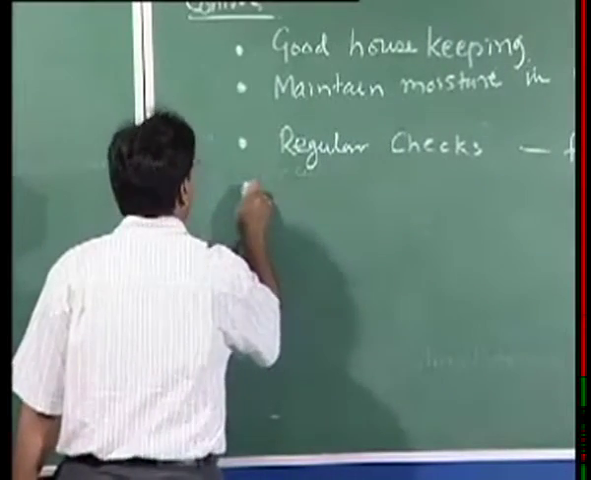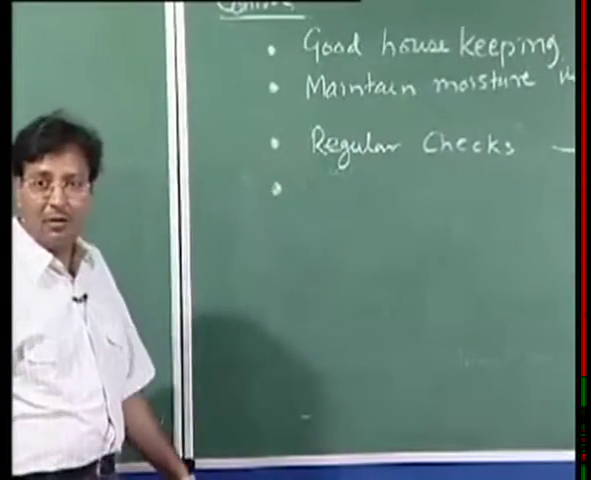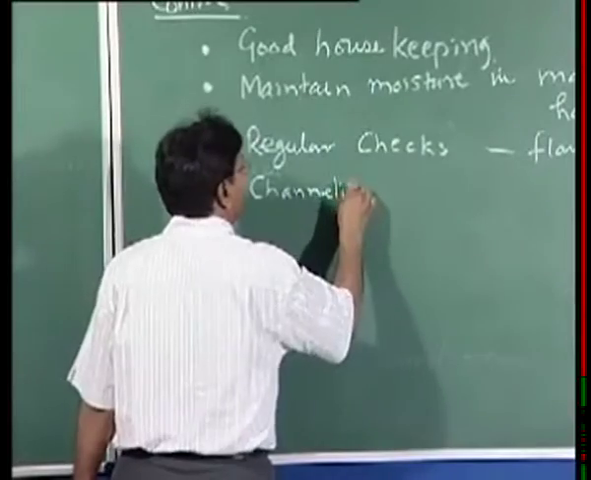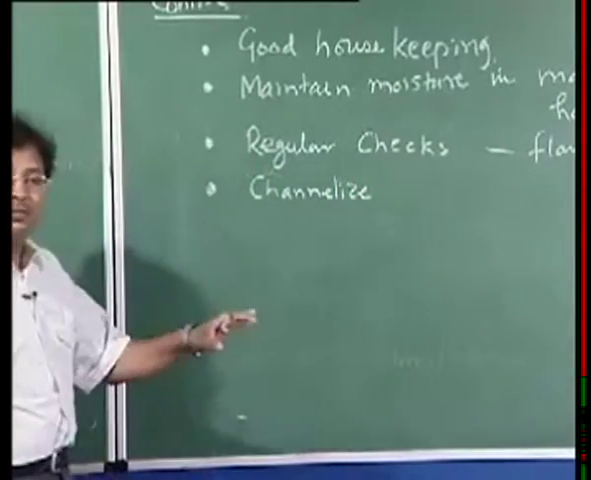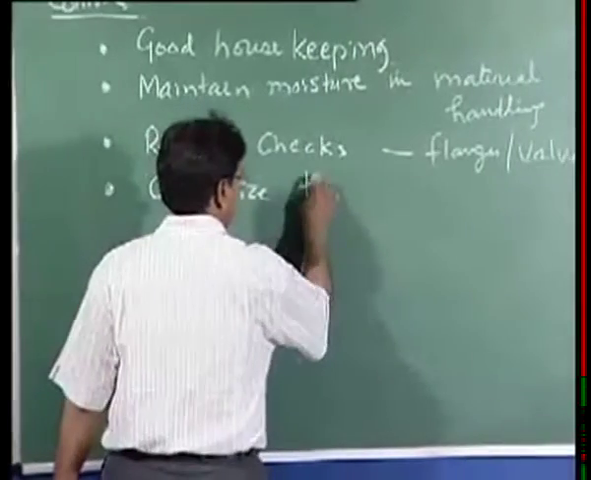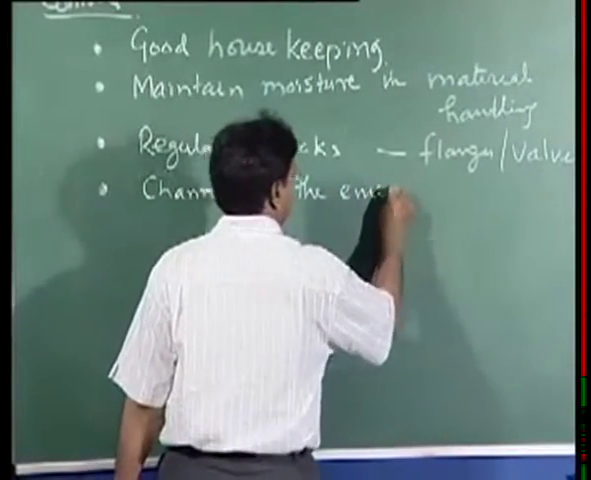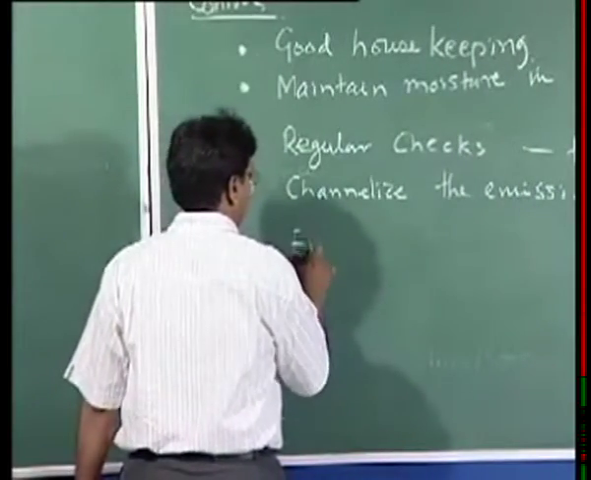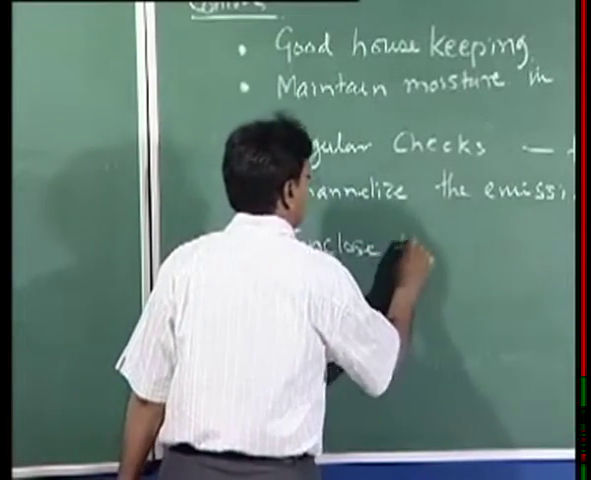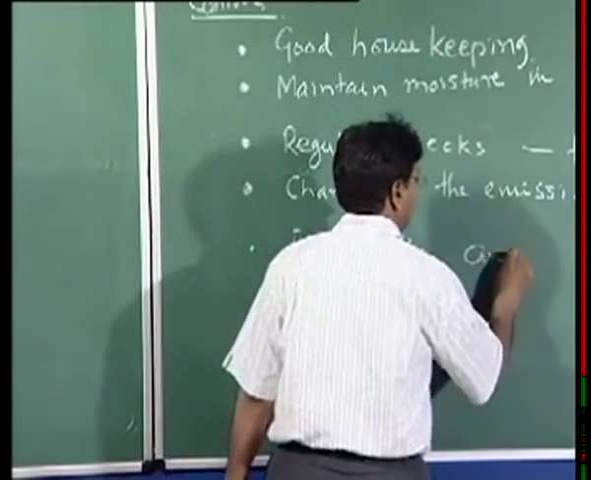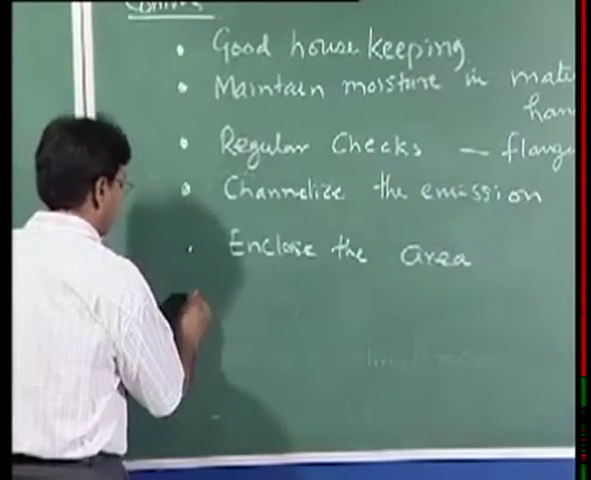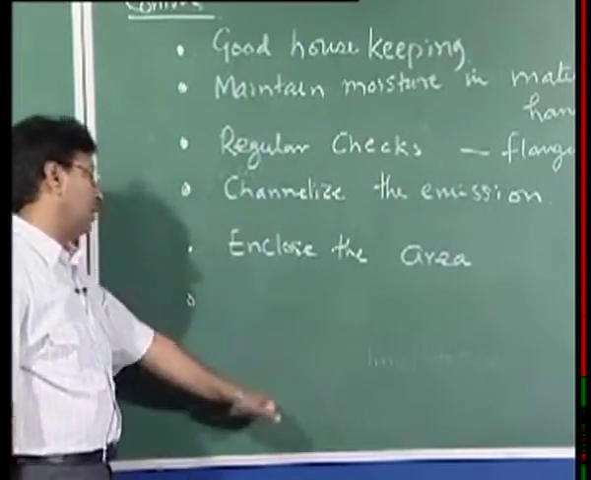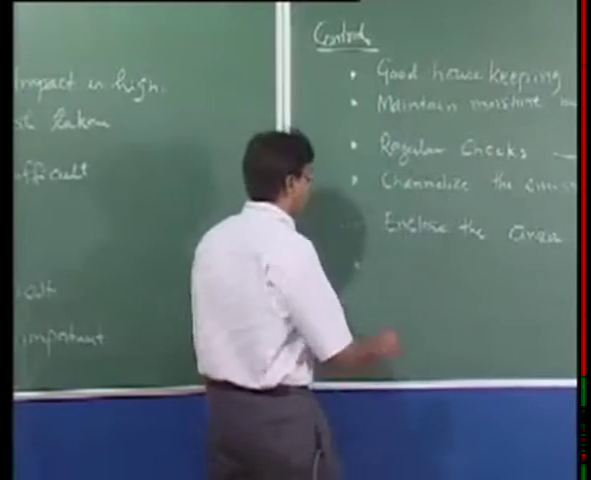What else can be done? Channelize them if you can somehow. If you channelize them, there is a good possibility that they can be controlled. Channelize the emissions. Enclose the area where you are doing such operations. Simple thing. Another option is to provide what we call windbreakers.